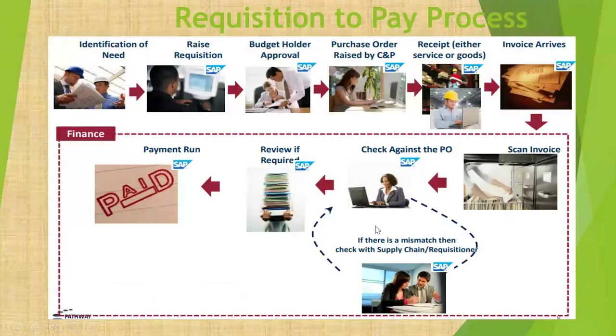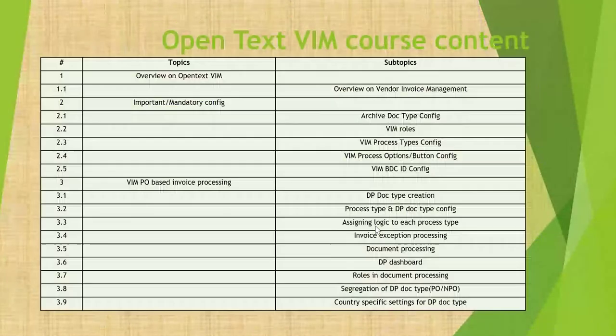So what are the topics we will cover? These are the topics that will be covered. Overview and OpenText, anyway, we have already covered. Important mandatory configuration: it will start with this mandatory configuration, wherever FI, right? We have the organizational structure. It is mandatory for all modules, right?